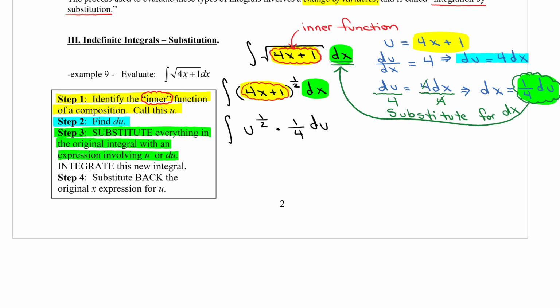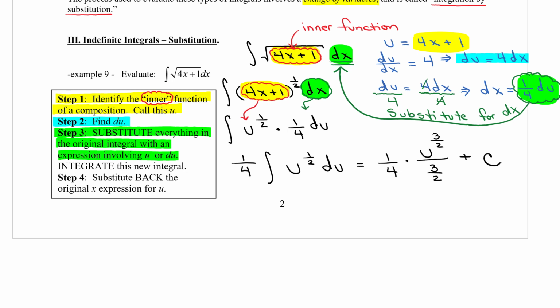And I'm also drawing a green cloud around the dx, and I'm pointing an arrow down towards the du to see. So now I'm going to rewrite this with the 1/4 factored out times the integral of u raised to the 1/2 power du, which is equal to 1/4 times u raised to the 3/2 power divided by 3/2 plus c. Now we just need to simplify this.